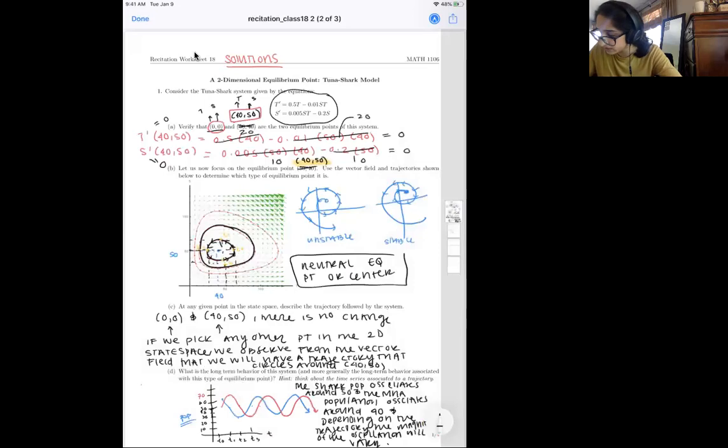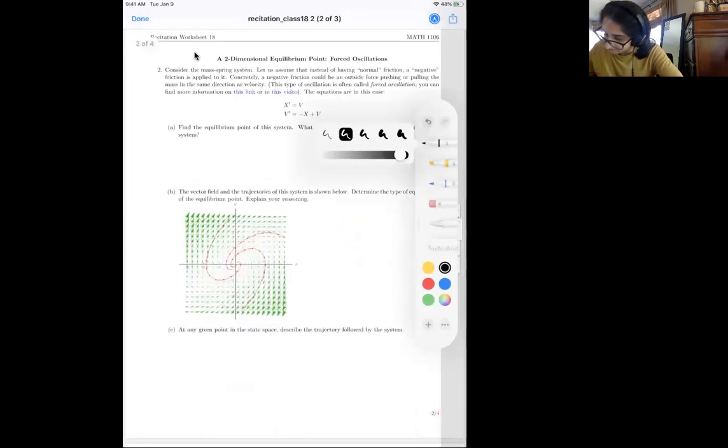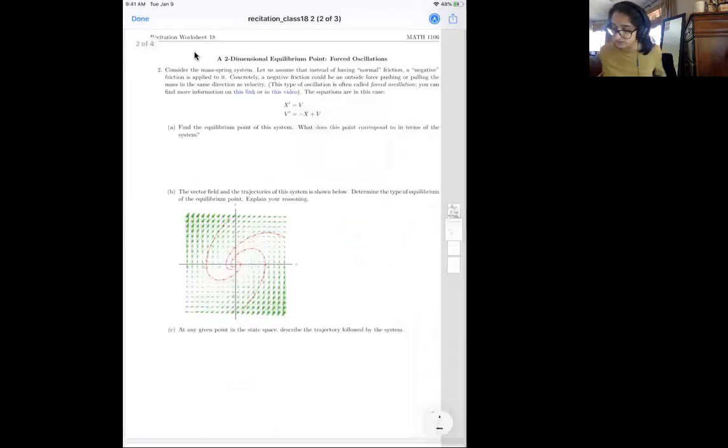All right, so let's move on to the next page. More of the same, really. Find the equilibrium point of the system. What does this point correspond to in terms of the system? All right, so let's go ahead and do that problem. So again, equilibrium point is when x prime and v prime are equal to zero. So we need all of our differential equations to equal zero.